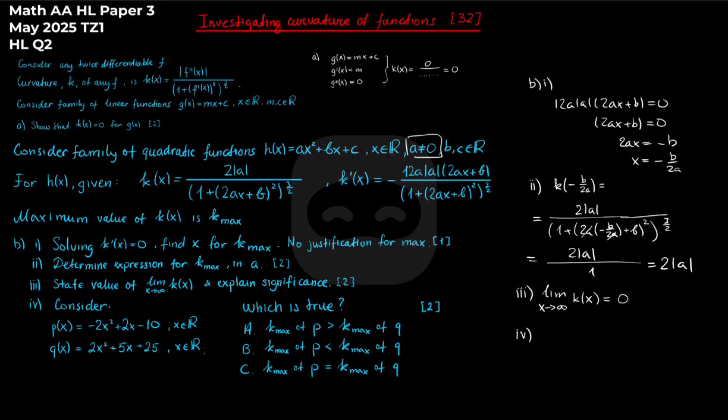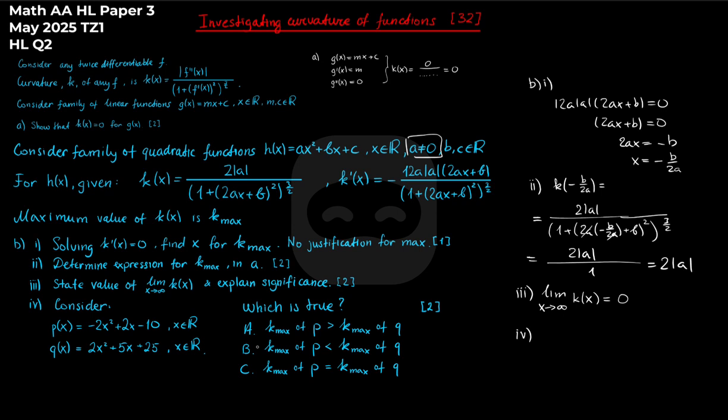Moving forward to the last part of question B, finally, after 4 parts, we have to consider two quadratic functions. P of x equals negative 2x squared plus 2x minus 10, where x takes in real numbers, and q of x, which is equal to 2x squared plus 5x plus 25, where x takes in real numbers. Now, a very odd form of a question, but here they're asking which one of the following statements is true, and justify your answer.